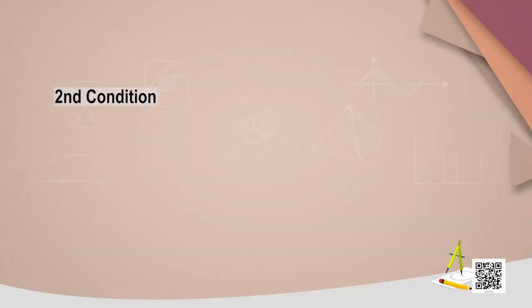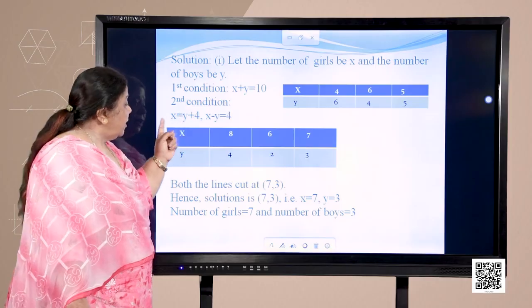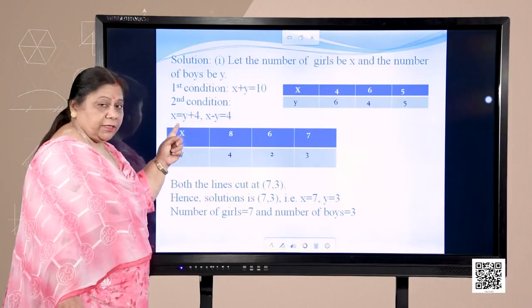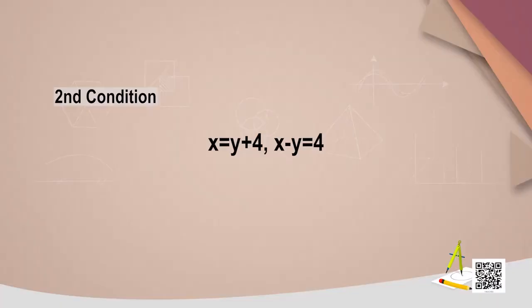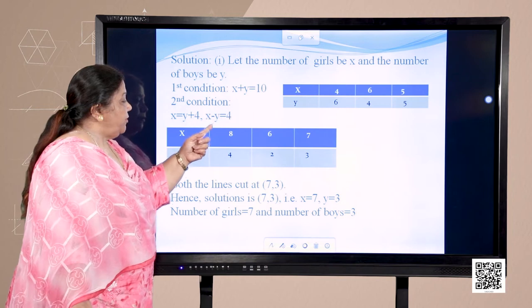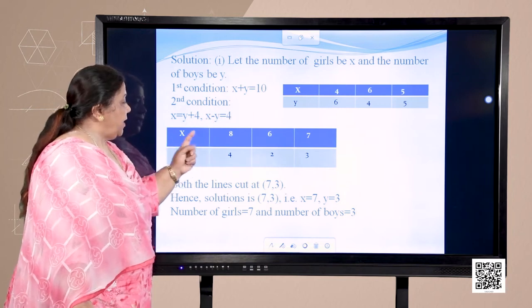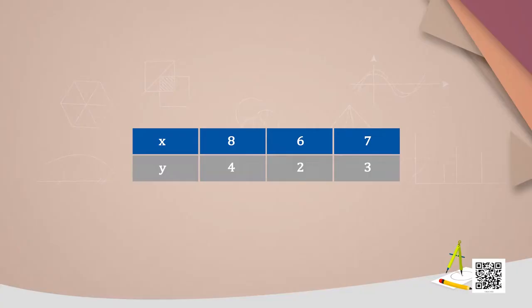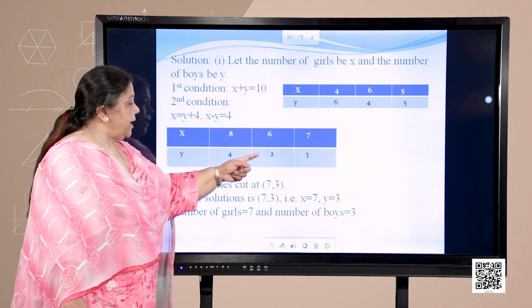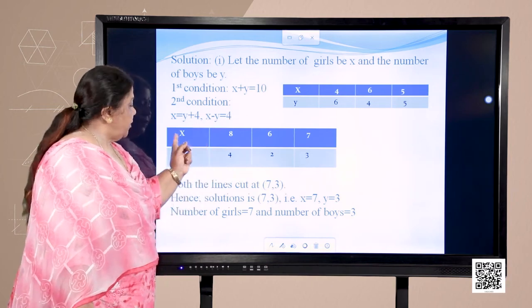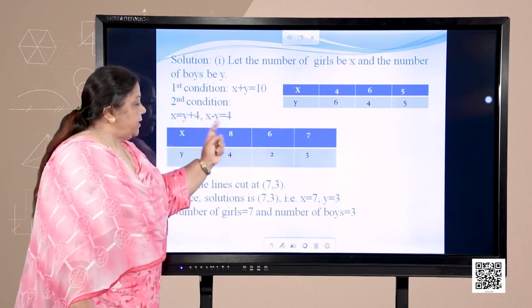Likewise, for the second condition, x is equal to y plus 4 because girls are 4 more than the boys. So, x is equal to y plus 4 or x minus y is equal to 4. If I take x as 8, I get y is equal to 4. Likewise, on taking x is equal to 6, I get the value of y as 2. Likewise, for x is equal to 7, y is equal to 3.